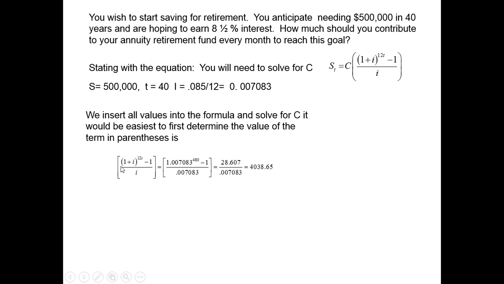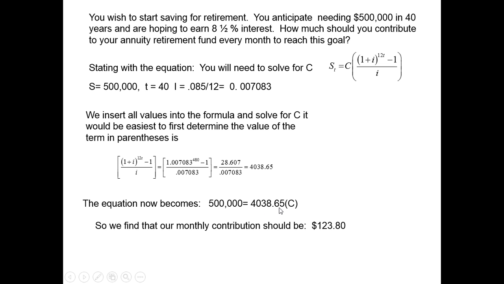So here we go. I'm going to work with this bracketed item here first, throwing in the values and doing the number crunching. Here it is. You can run that through for yourself on your calculator. Should not be that difficult. And we come down to this. Now that whole bracketed item is 4,038.65. So that's what we got. And it's a simple problem from there: just divide through and determine the monthly contribution.